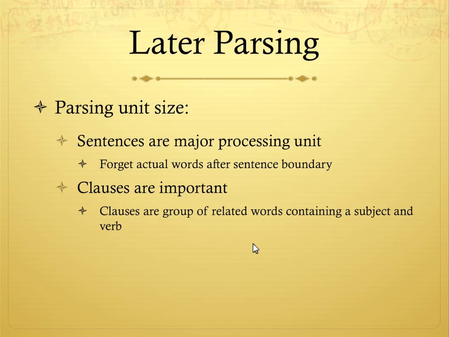And there's some research, I think it's Jarvella, that shows that after a sentence boundary, you forget what words were even there. So as you're reading along, you hit a sentence end, you consolidate all of that information into your mental model of what is happening, and then you just forget the words. You don't need them anymore. And people will remember only the gist of what happened. Clauses are also very important. Clauses are related words that have a subject and a verb, and we usually process in clause format if it's complex, and sentence format if it's simpler.